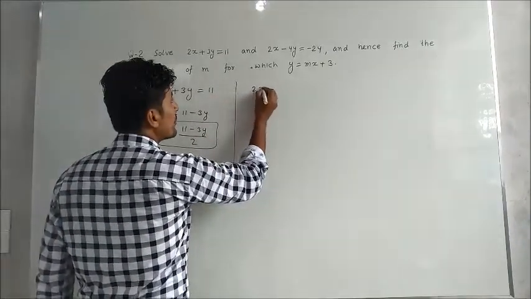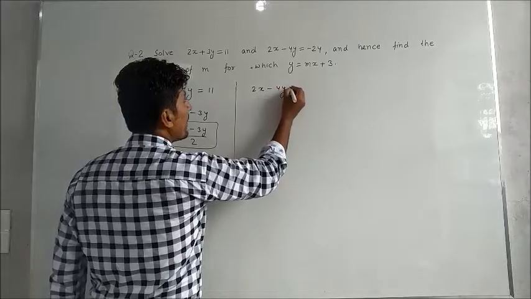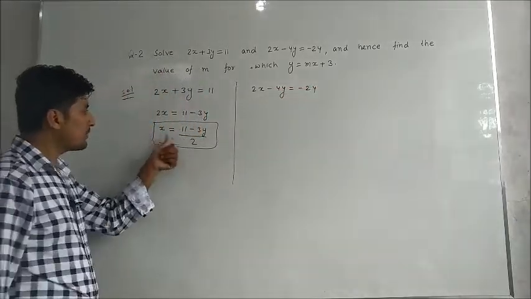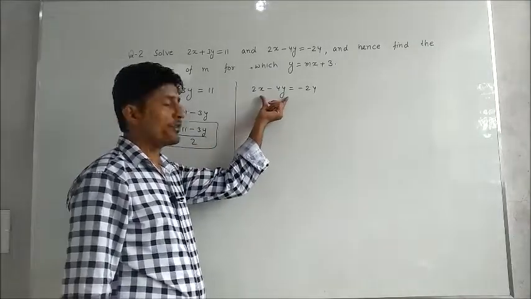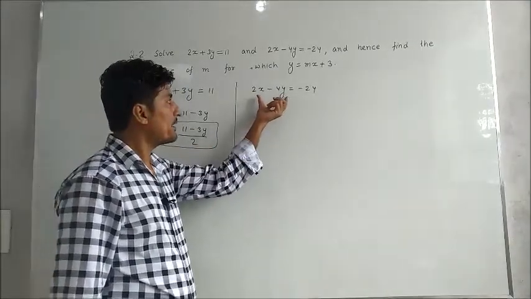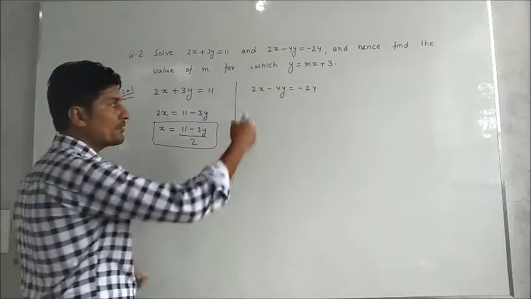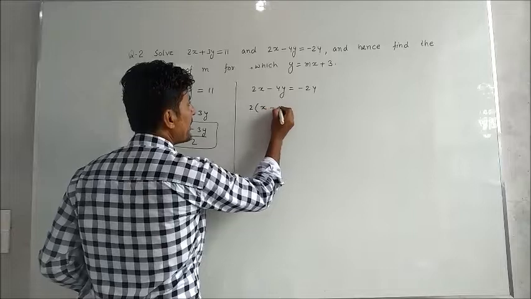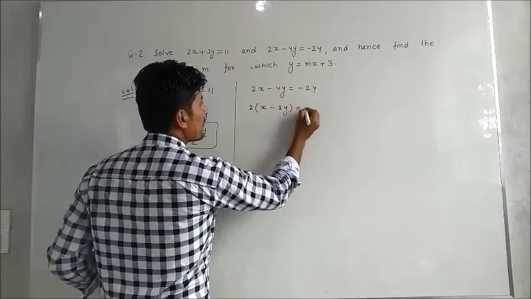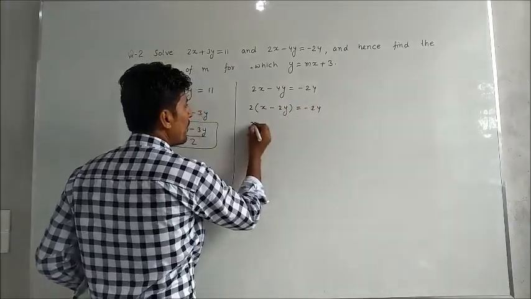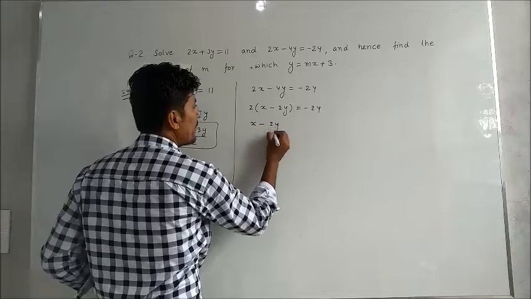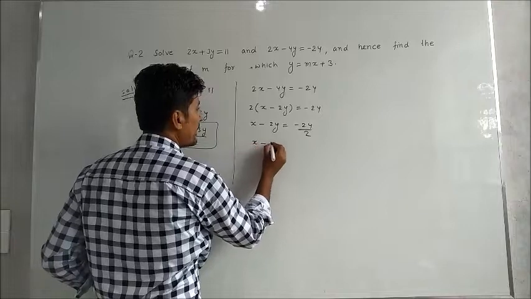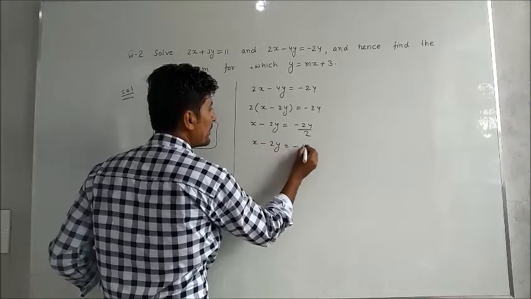The second equation is 2x minus 4y equals minus 24. Either we can put the value of x in this equation, or first of all we can simplify this equation. Let us see how to simplify. We can take 2 as common. So here we can write x minus 2y equals minus 24 divided by 2, or finally we can say x minus 2y equals minus 12.